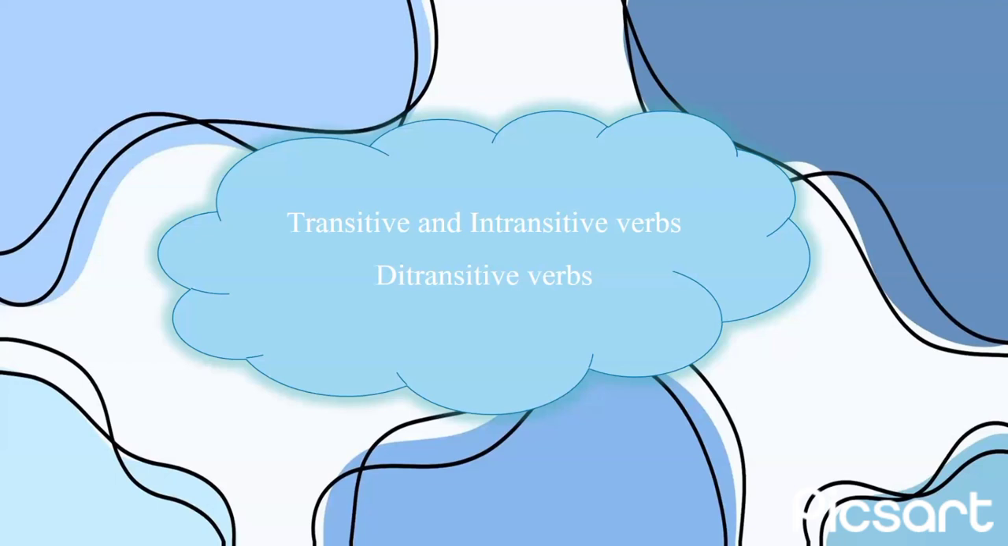Now, ditransitive verbs. Ditransitive verbs are verbs that require both a direct object and an indirect object to complete their meaning. The indirect object receives or benefits from the direct object. For example, she gave her friend a gift. The ditransitive verb is gave. The indirect object is friend and the direct object is gift.